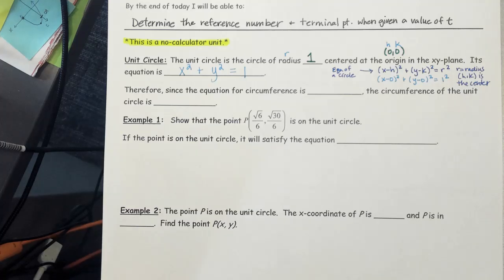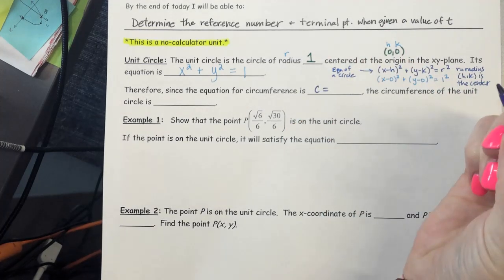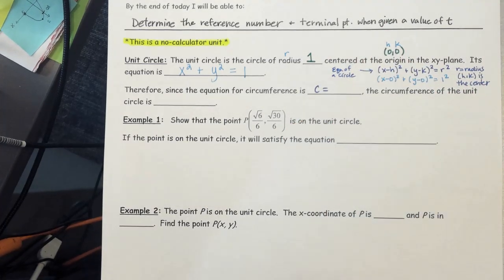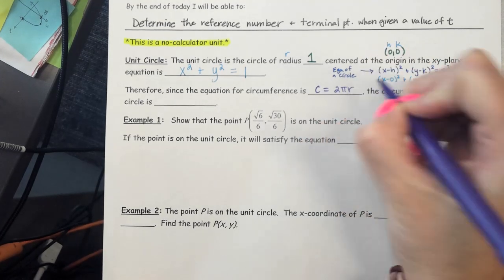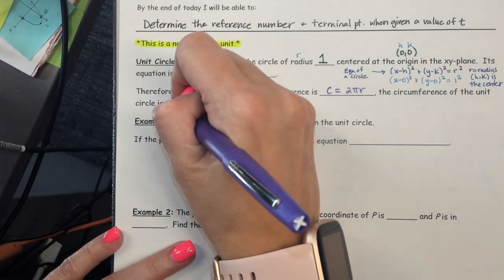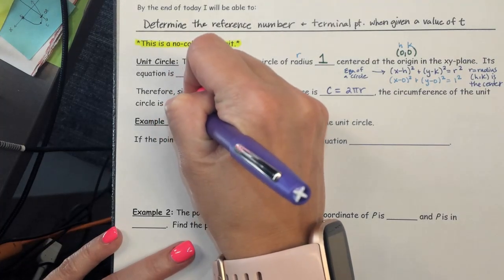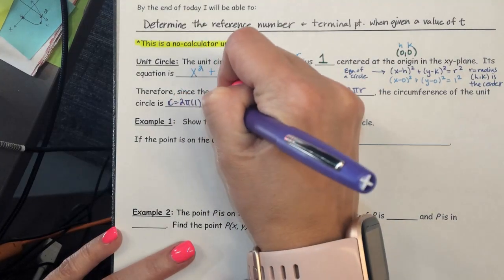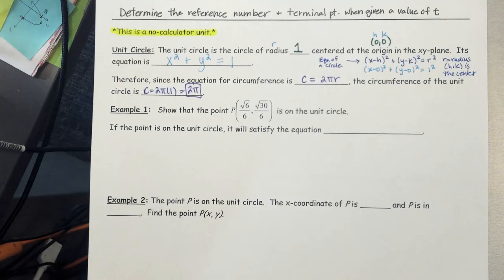And we also can recall what the equation is for the circumference. Do you guys remember what that is? So the circumference of a circle is 2 pi r. Okay, which means the circumference of the unit circle is 2 pi. Okay, and that's why you have your radian value at 2 pi there.